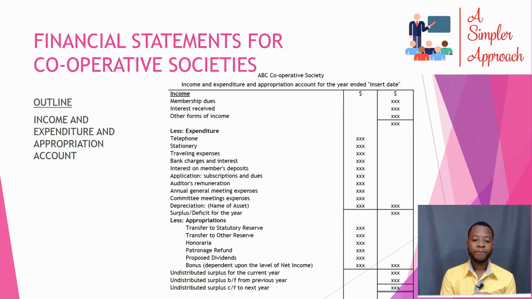After you've taken care of your appropriations, what is left is undistributed surplus for the current year. Add to that undistributed surplus brought forward from the previous year, and after you add the two together, it leaves you with undistributed surplus carried forward to the next year. So this is the income and expenditure and appropriation account, and the statement of financial position remains the same. So now we can go to that example.